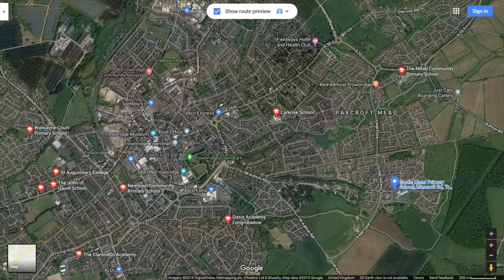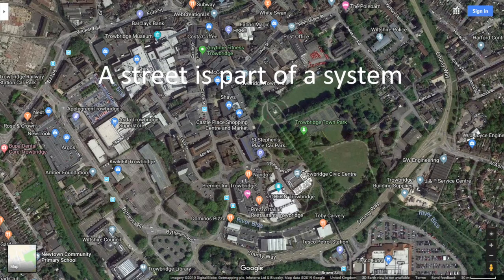If we move across to the centre of Trowbridge and focus in, you can see how parking becomes a key focus of the town. There's car parks all over the place. So we shouldn't think of streets in isolation. They're about a system. You can have streets that are optimised for cars, car parking, car travel, and with that goes a whole load of things like car parks and hard surfacing.